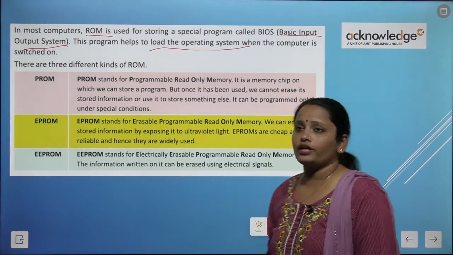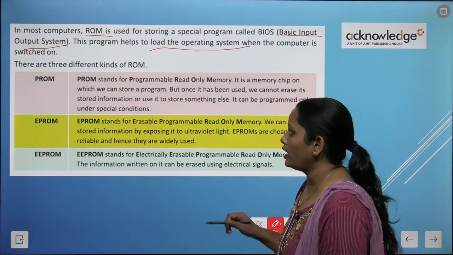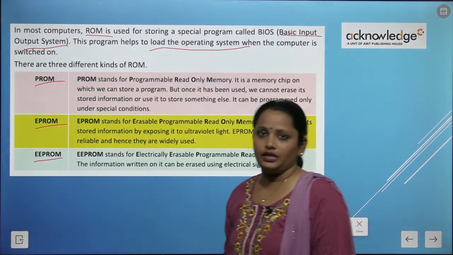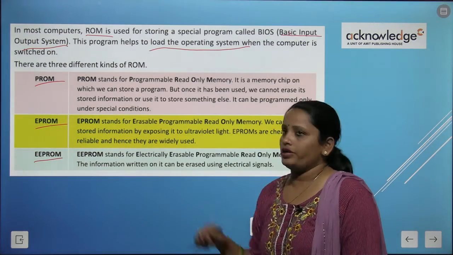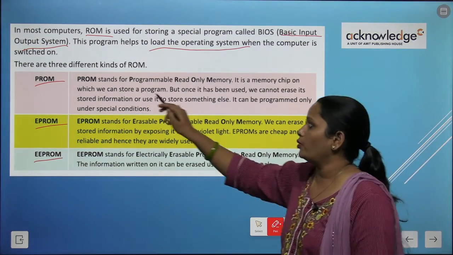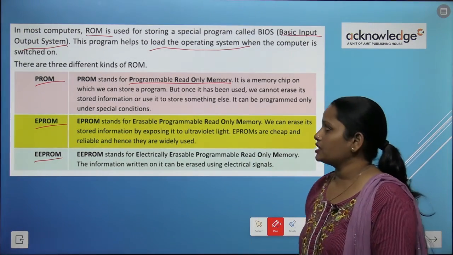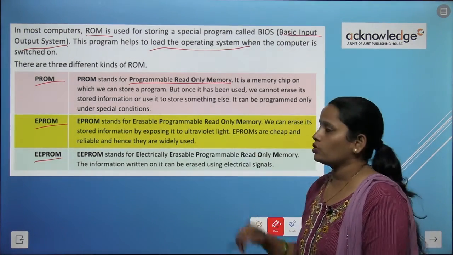There are 3 different kinds of ROM. 3 तरीके के रोम हैं. PROM, EPROM and EEPROM. So PROM stands for Programmable Read Only Memory. It is a memory chip on which we can store a program.